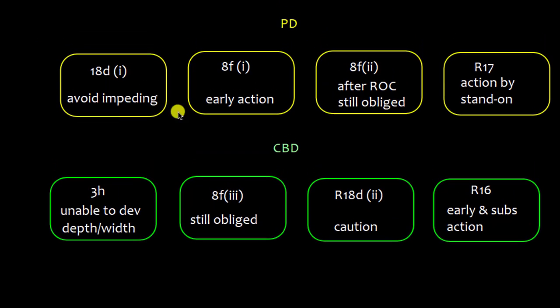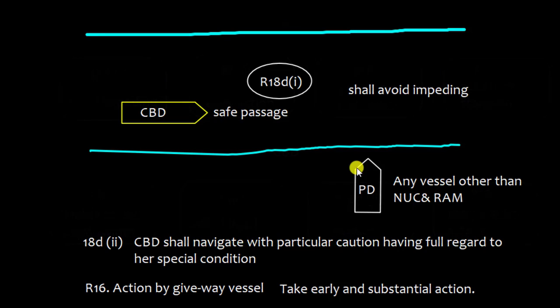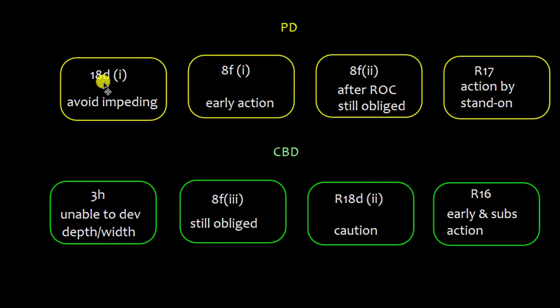So here in this situation, let me quickly summarize. This was our power-driven vessel, what it's supposed to do, and this is the CBD, what she is supposed to do. In the case of the power-driven vessel, Rule 18D1 is applicable, which says avoid impeding. Then Rule 8F1, which says you should take early action. Then there is 8F2, which says even if risk of collision exists, you are still obliged to follow steering and sailing rules. And Rule 17, that is the action by stand-on vessel. In this case, the power-driven vessel is a stand-on vessel and you need to take action.